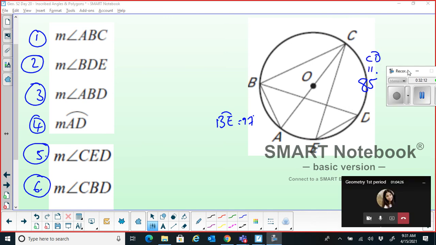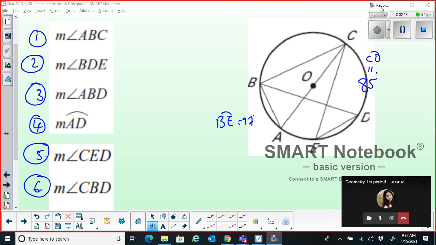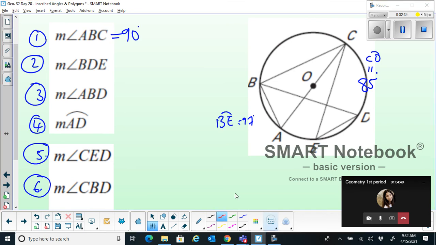Okay, let's go over the solution. The first one was angle ABC. That's quite simple because this is a diameter, right? AC is a diameter, so we know that the angle opposite to a diameter should be 90 degrees. So this should be 90 degrees. That's from our previous theorem. I can straight away say this is 90 degrees. Let's see the others.